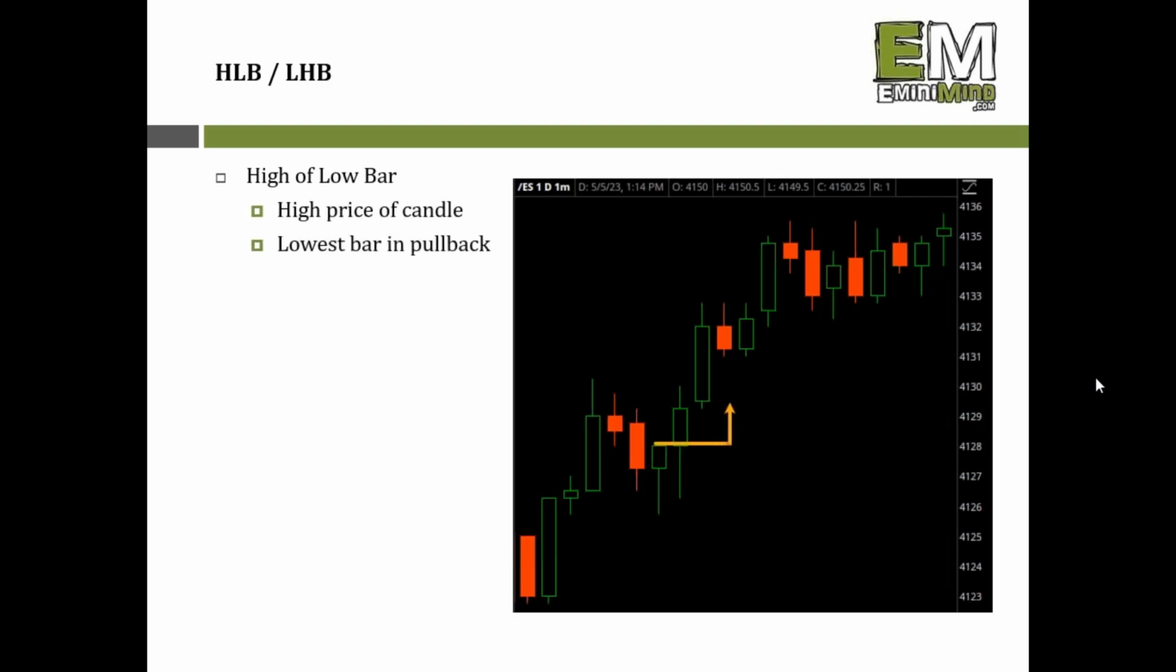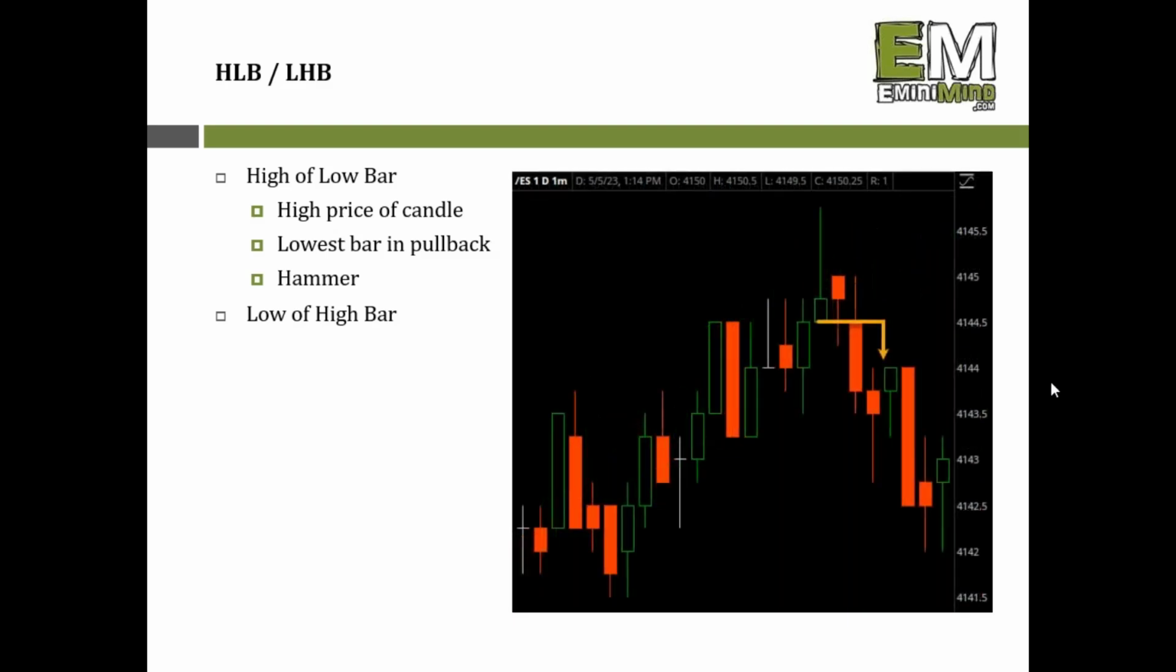So high price, lowest bar in the pullback, and looking for it to be a hammer. And if you flip that upside down, the low of the high bar is simply looking for the low price to break of the candle that is the highest bar in the bounce or the pullback.